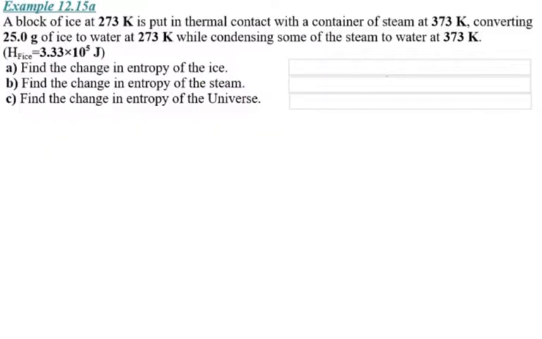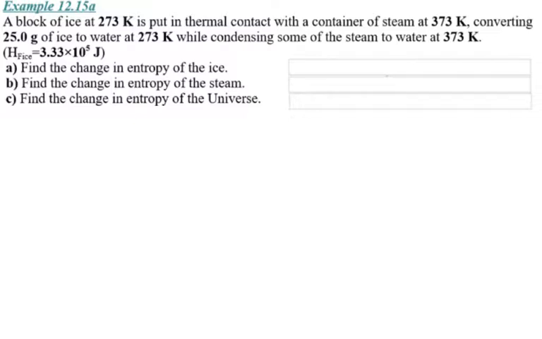So in this question, they say a block of ice at 273 degrees Kelvin, 0 degrees Celsius, is put in thermal contact with a container of steam at 373 Kelvin, which is 100 degrees Celsius, converting 25 grams of ice to water at 0 degrees Celsius, the freezing point of water, while condensing some of the steam to water at 373 degrees Kelvin. So the water boils at 100 degrees Celsius, so 373 is 100 degrees Celsius.